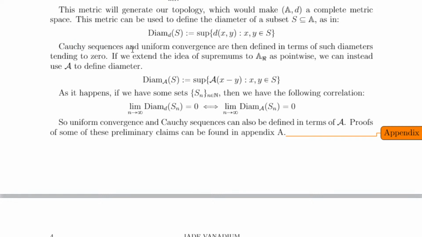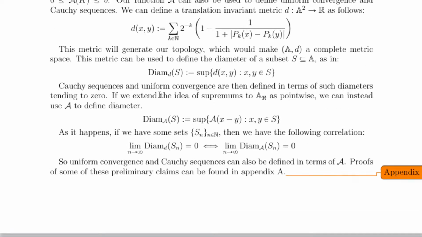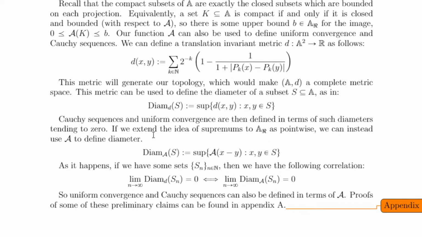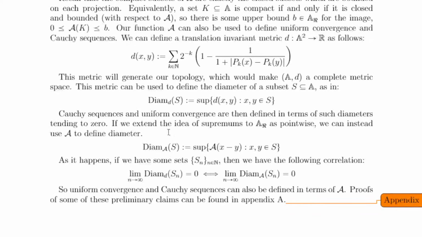And that's super useful because this metric makes our space a complete metric space. That means that every Cauchy sequence converges. So if we can prove that these diameters tend to 0, then we have convergence to something. We might not know what the thing is converging to, but one of the ways that we can prove convergence is by proving that these diameters all tend to 0. We can prove really nice convergence, actually.